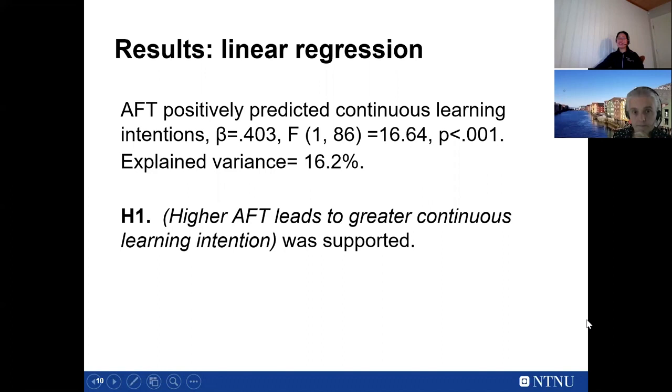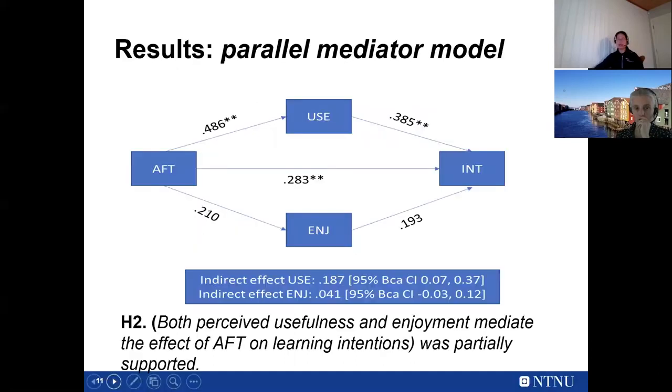Results from linear regression indicated that affinity for technology positively predicted continuous learning intentions. Standardized slope beta equals 0.403, which is significantly different from 0. In addition, affinity for technology explained over 16% of the variance in learning intentions. So this means higher affinity for technology leads to greater continuous learning intentions, and our first hypothesis was supported.